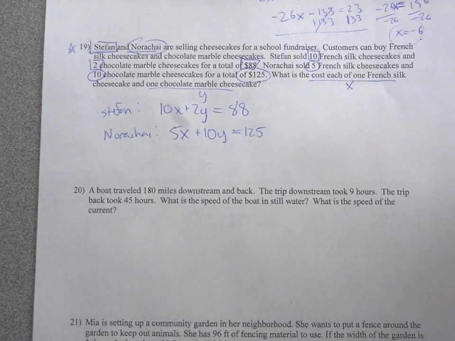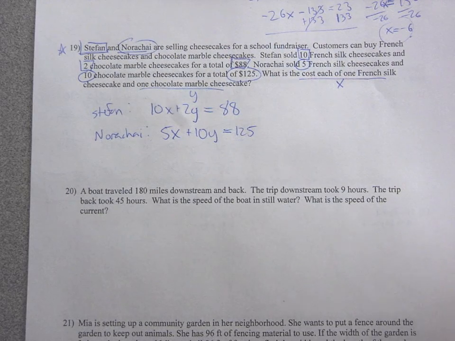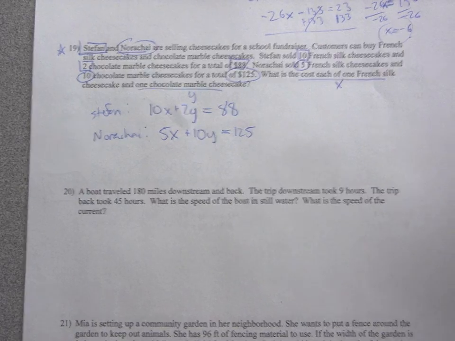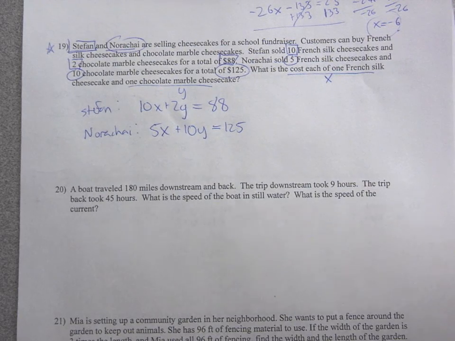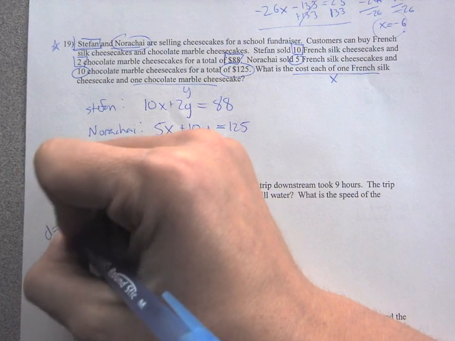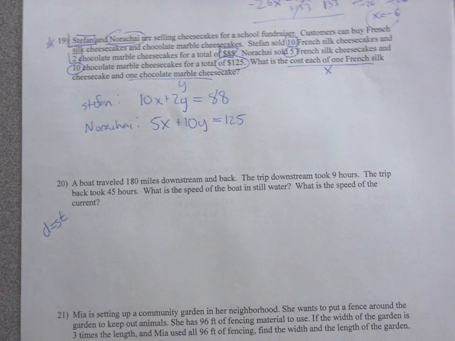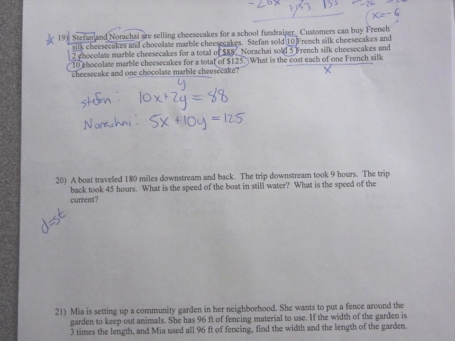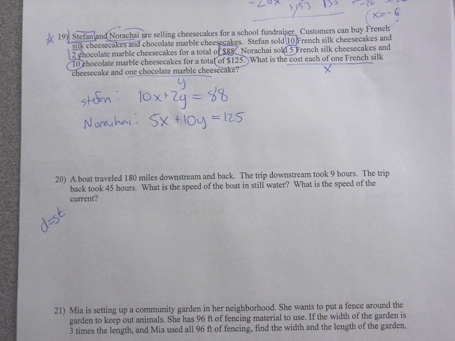All right, the boat problem, the hardest problem on the worksheet from this week. Okay, here's what you need to know: D equals S times T. Distance equals speed times time. It will not tell you that in the problem. That's just something that it's going to assume that you know, that you understand. Okay, if you think about it, it kind of makes sense.